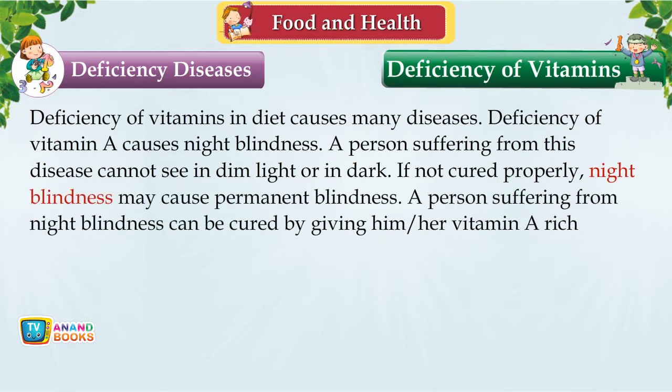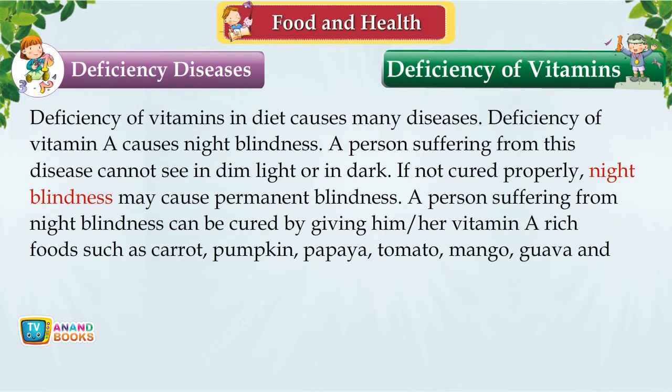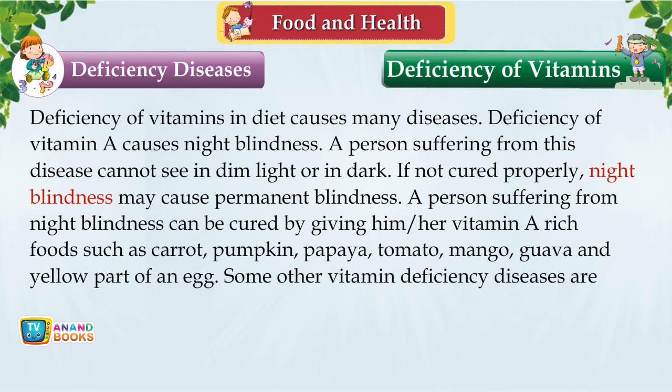A person suffering from night blindness can be cured by giving him or her vitamin A-rich foods such as carrot, pumpkin, papaya, tomato, mango, guava and yellow part of an egg. Some other vitamin deficiency diseases are given in the table below.